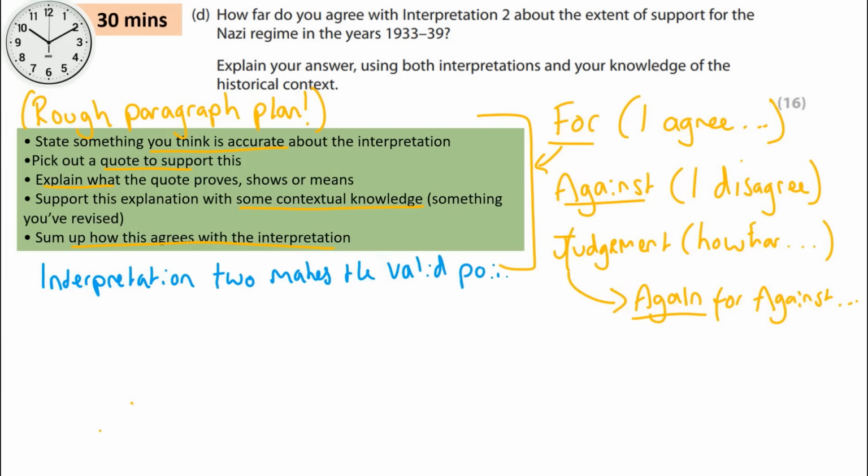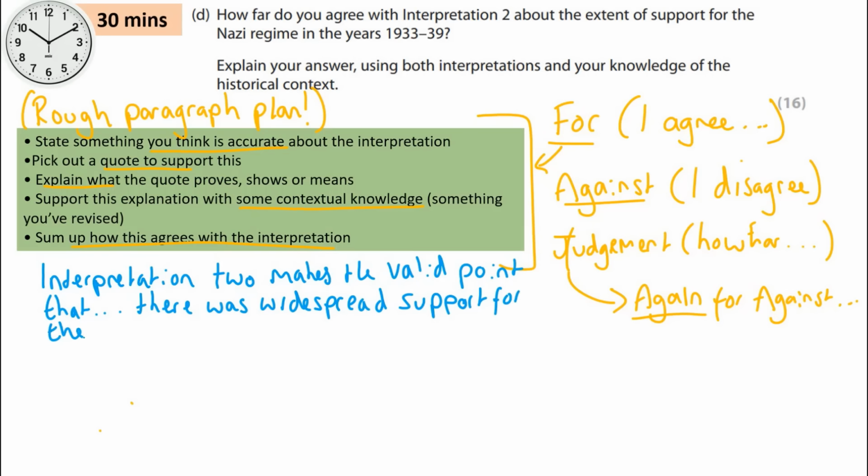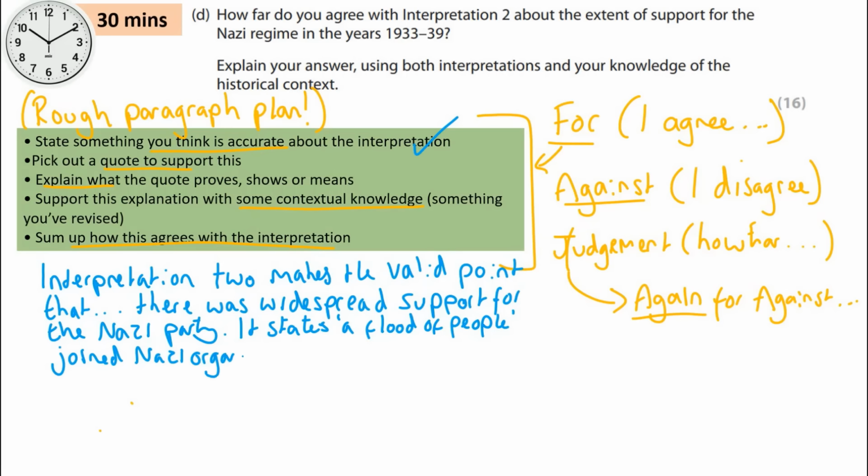I'm not going to read this out to you. Feel free to pause at any point, but I'm going to start off by stating something that I think is accurate about the interpretation. What do I think the interpretation gets right? How do I agree with it? So I'm starting in this case by saying that it makes the point that there's widespread support, and I'm going to use this now. I'm going to add in a quote. This is very much part of my analysis. Okay, quoting from the interpretations is good.